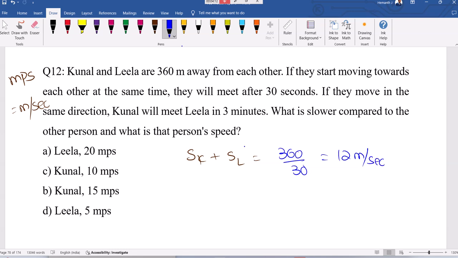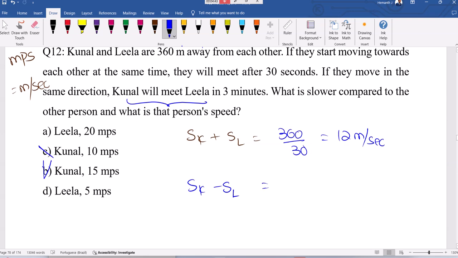If they move in the same direction, Kunal will meet Leela in 3 minutes. 360 meters, 3 minutes. Kunal will meet Leela means Kunal's speed is more than Leela's. They are asking for the slower person, so Leela will be slower. So two equations, two unknowns: one is opposite direction, one is same direction.